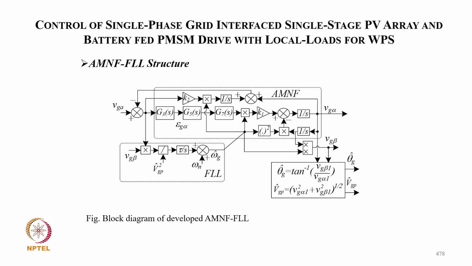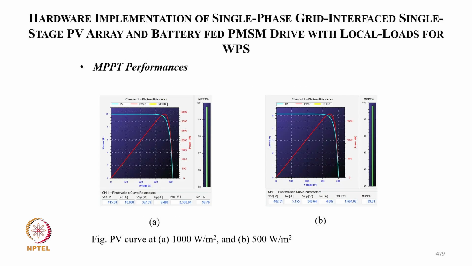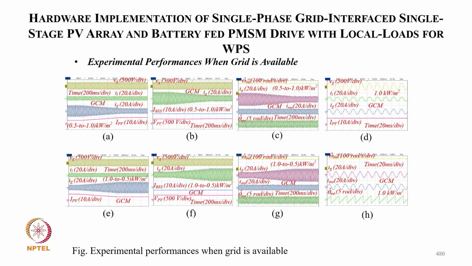And then the block diagram of your filters, typically for estimating your V alpha beta, even if a distorted grid is there, you operate that and get the angle as well as the magnitude of the voltage. And this is the performance at 1000 watt, MPPT performance at 1000 watt and 500 watt per meter square.